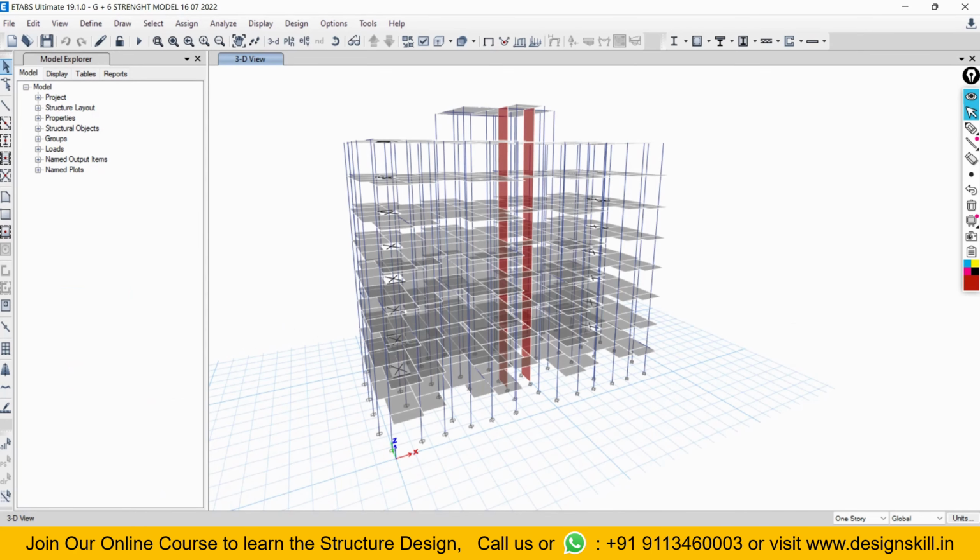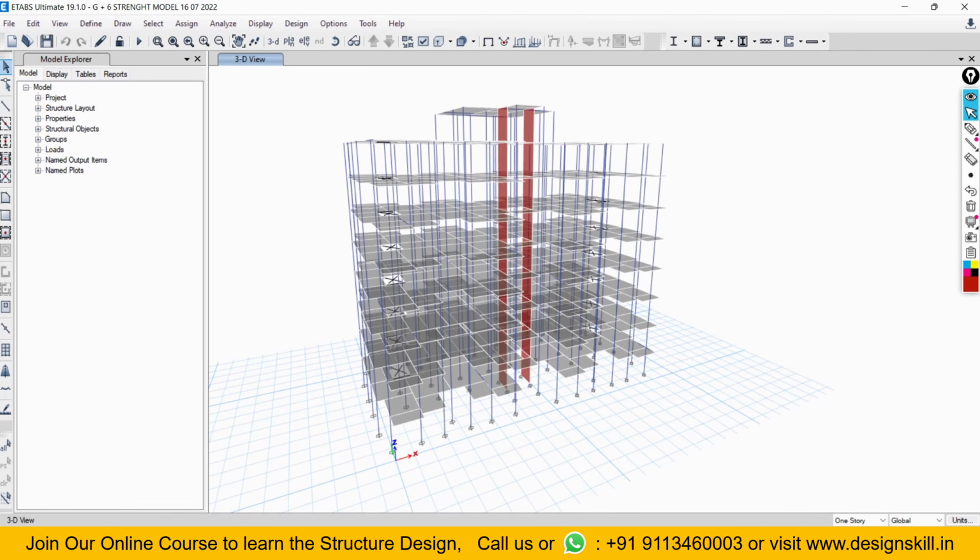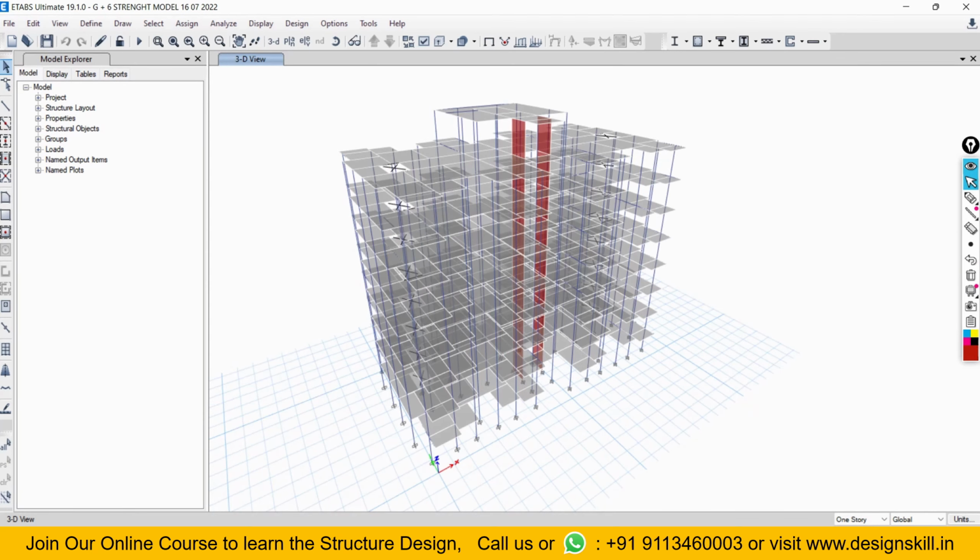Hello everyone, in this lecture we are going to look at how we can create the design load combination. A very important instruction before going into the design part: we have to create the design load combination according to our code before going into the design part. Now I am going to open my whiteboard to explain the design load combination.